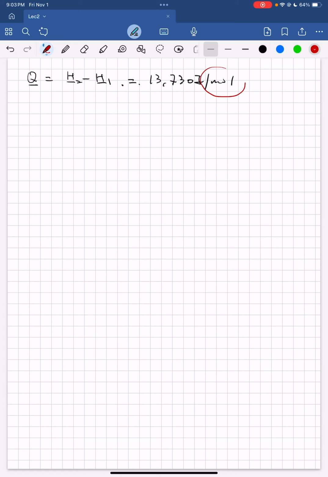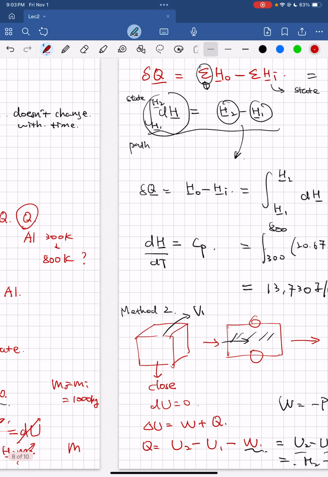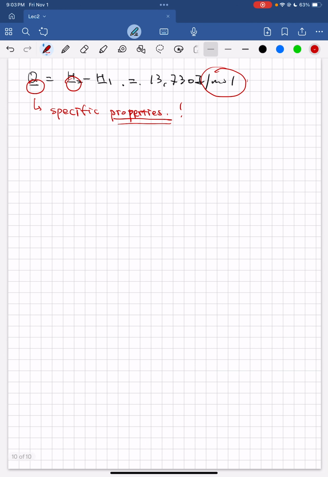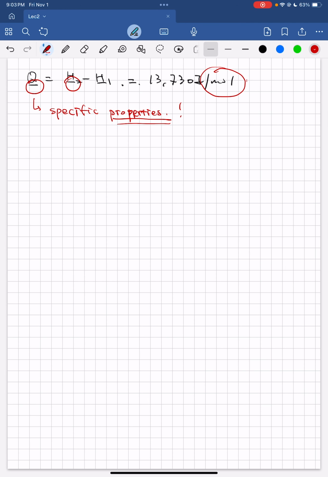Notice here it is per mole, per mole, per mole. Specific properties. Properties, right? Remember this. Okay, so much for the first law and some detailed examples. Thank you for listening. I hope you guys enjoyed the lecture. Thank you.